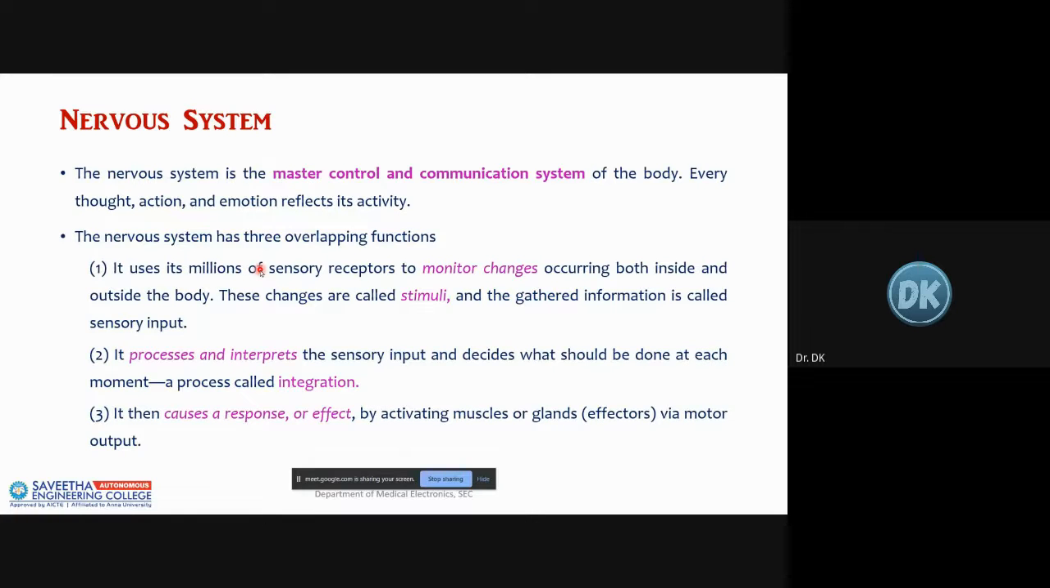So what is the nervous system? Nervous system is the master control and communication system of the body. So whatever things which is happening in your body, it is controlled by your nervous system, right?